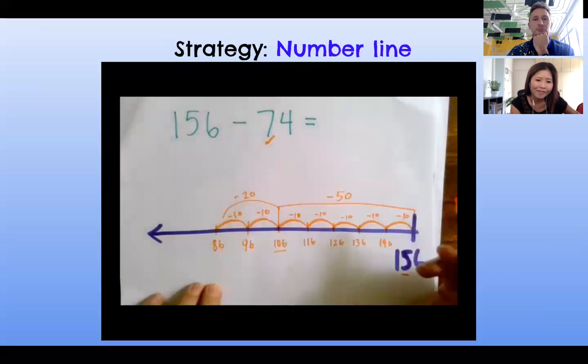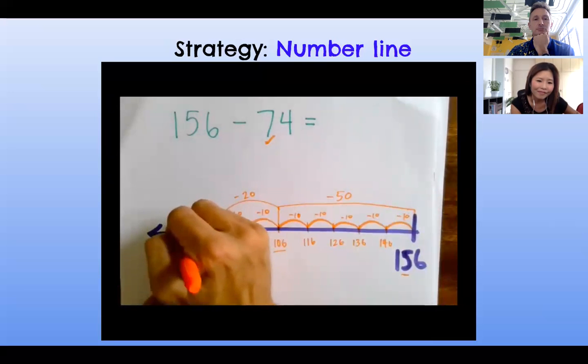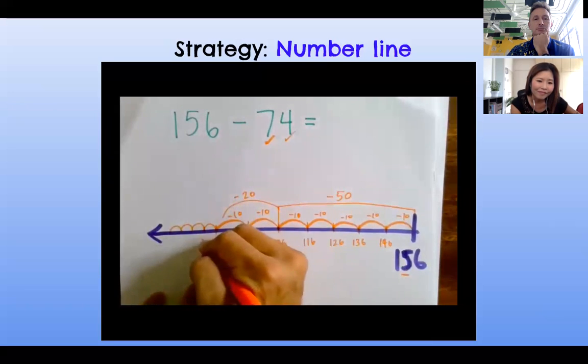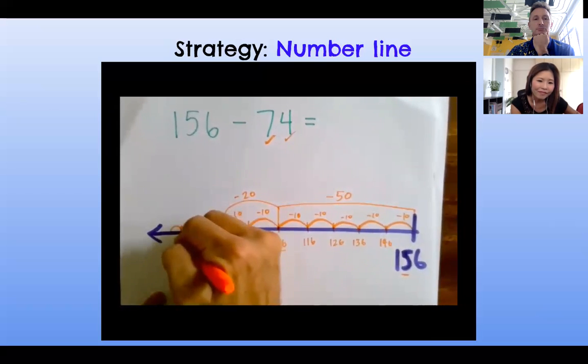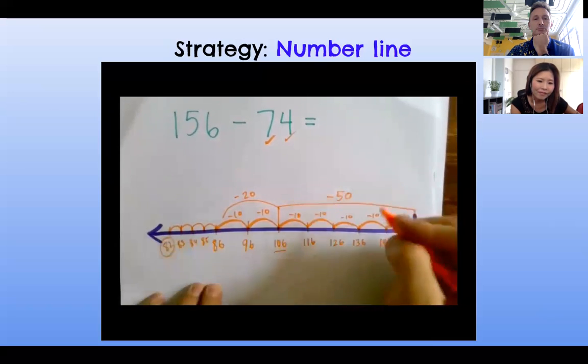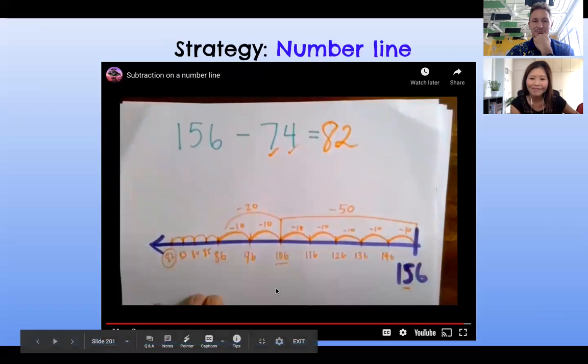Okay, so now I just need to take away my 4 ones. So I did 1, 2, 3, and 4. Okay, so I'm going to minus my 4 ones. That would be 85, 84, 83, and there's my answer at 82. Okay, so I know my answer is going to be 82.